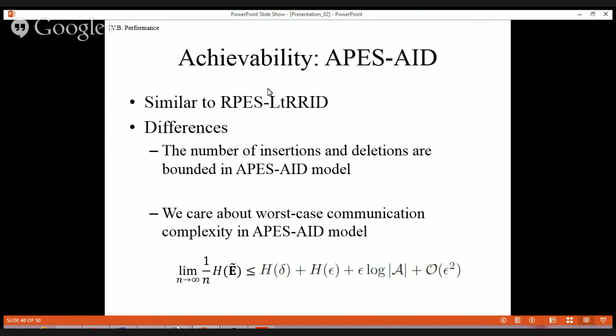For the arbitrary model, the proof of the achievability is similar to the random model. The difference is that the numbers of insertions and deletions are bounded in the arbitrary model. They are bounded by epsilon n and delta n respectively. The second difference is that we care about the worst-case communication complexity in the arbitrary model. And in the end, we show the achievable rate for the arbitrary model is given by this.